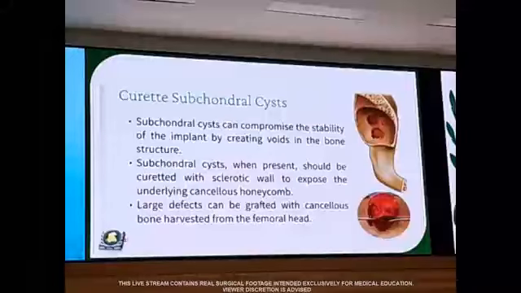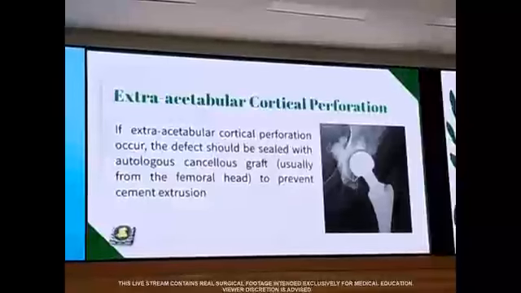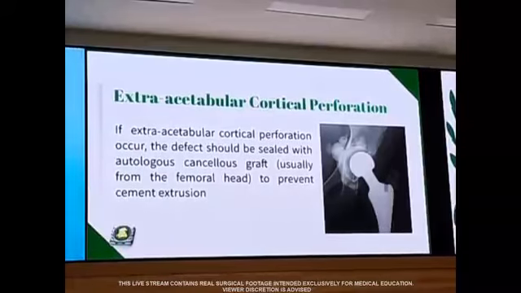Subchondral cysts can compromise the stability of the implant by creating voids in the bone's structure. Subchondral cysts, when present, should be curetted with the sclerotic rim to expose the underlying cancellous honeycomb. Larger defects can be grafted with cancellous bone harvested from the femoral head. If acetabular cortical perforation occurs, the defect should be sealed with graft to prevent cement extrusion.